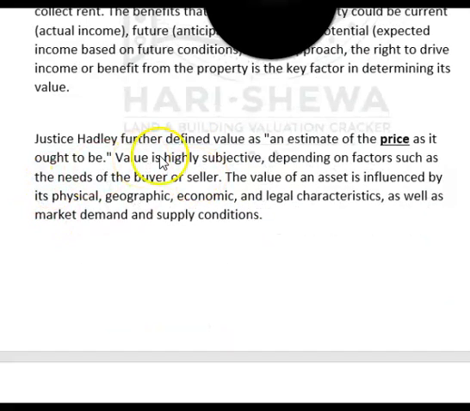Justice Hadley further defined value as an estimate of the price as it ought to be. This is also an important line. MCQs come from this line only. They put a blank space and ask what is price. Value is highly subjective, depending on factors such as needs of the buyer or seller. The value of an asset is influenced by the physical, geographic, economic, and legal characteristics, as well as market demand and supply conditions. The value depends on all these characteristics.